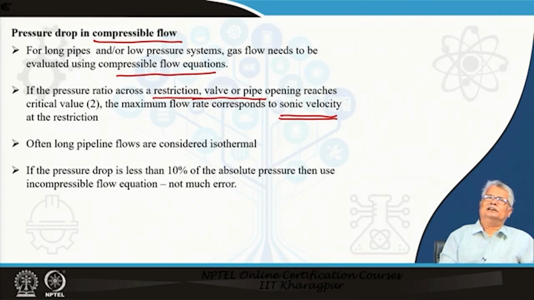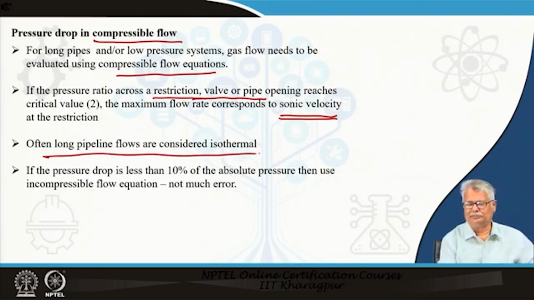Often, the long gas pipeline flows are considered isothermal. The reason is very simple. The long pipeline will have a large surface area through which it is possible there will be heat losses or heat gain, and more or less there will be an averaging out of temperature. In many such cases, a simple isothermal calculation suffices.